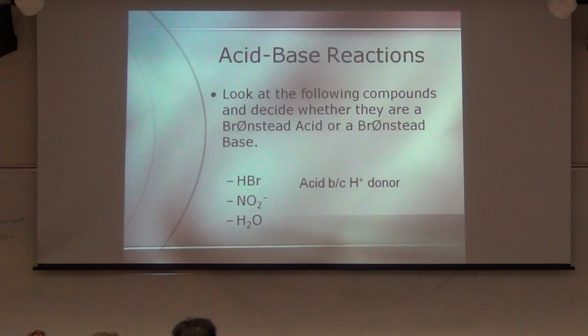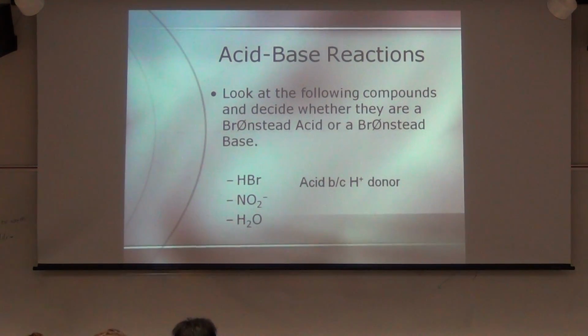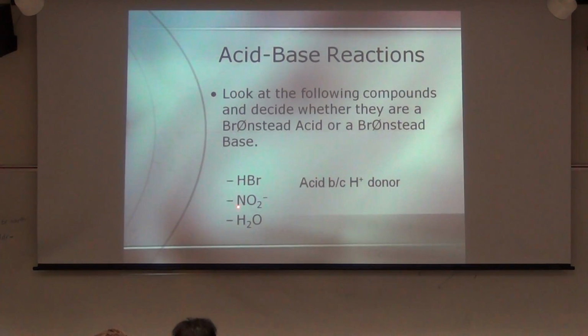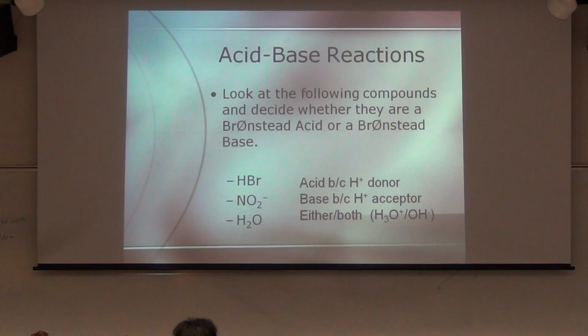How about NO2 minus? Izzy, is this going to give up a hydrogen? How do you know? That's very good. You can't give up what you don't have, so it can't be an acid. It's going to be a base. And then finally, water, we just saw, can go either way. Sometimes it can act as a base. Sometimes it can act as an acid. So it can either act as a base and accept a proton, become H3O plus, or it can give it up and become OH minus.